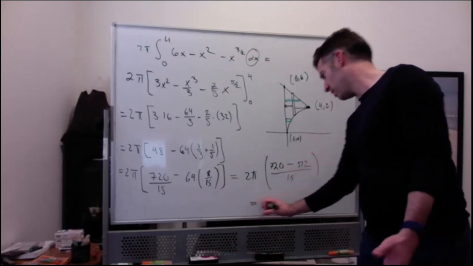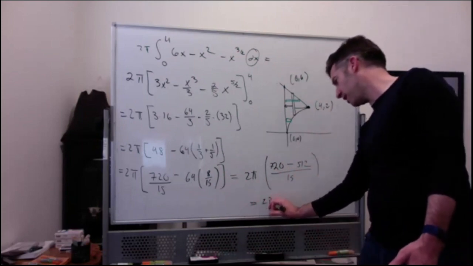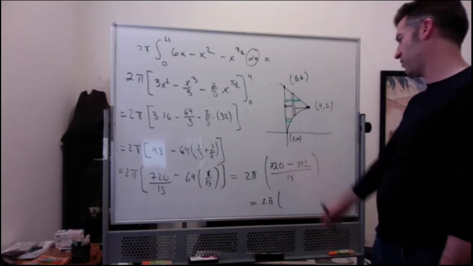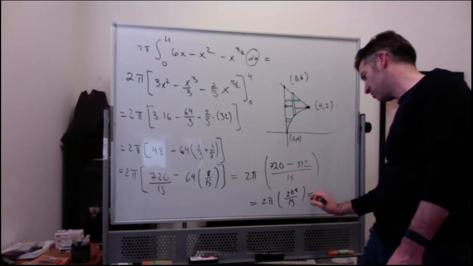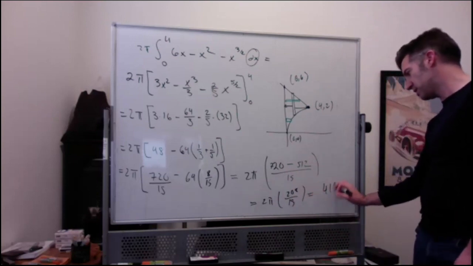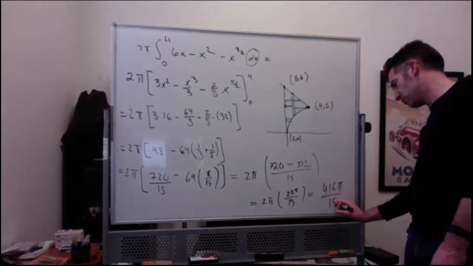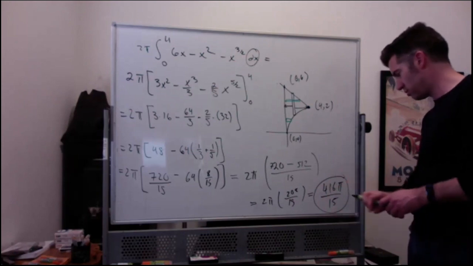So I end up with 2 pi times (720 minus 512) over 15, which is 208 over 15, which is going to be 416 pi over 15. What a gross looking number.